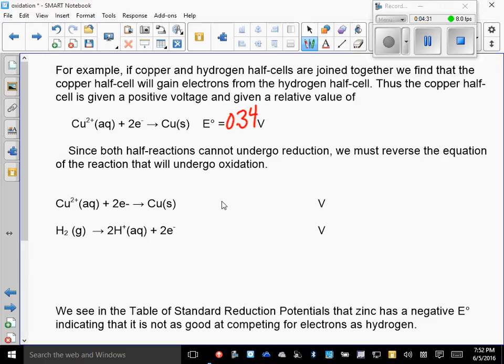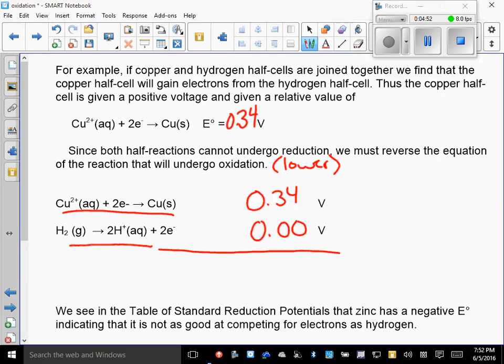Since both half reactions cannot undergo reduction, we must reverse the equation that will undergo oxidation. We must reverse the lower one on the table. So we write copper the way we saw it on the table, and we reverse the hydrogen. So we have 0.34, and 0.00. Those are values from the table.